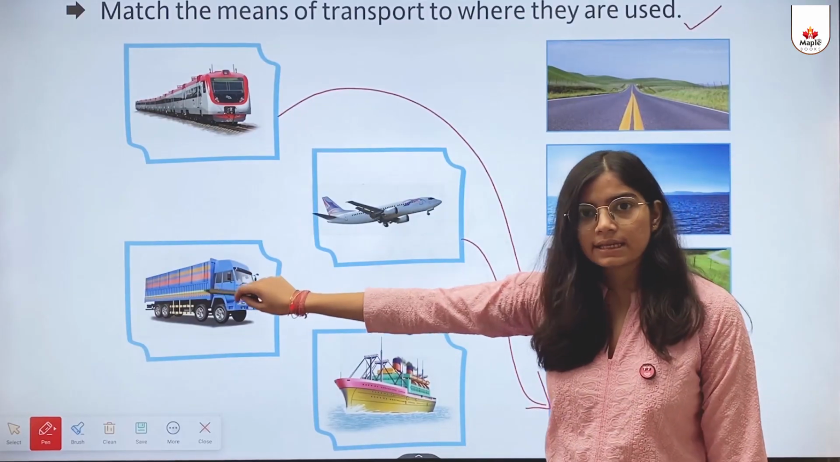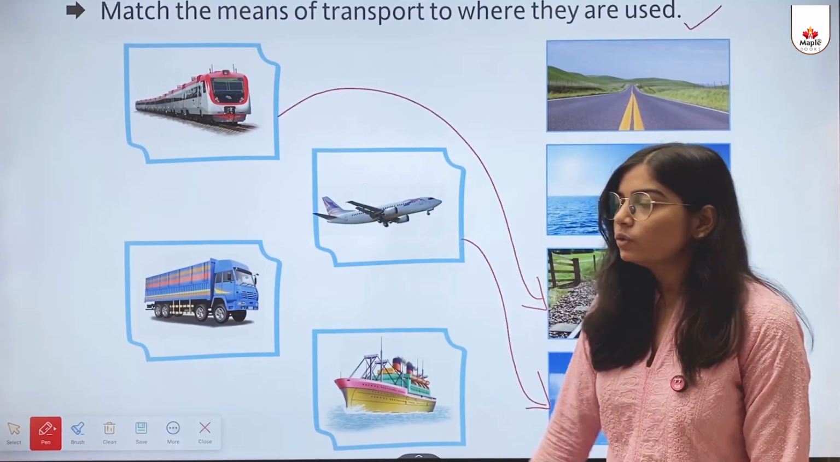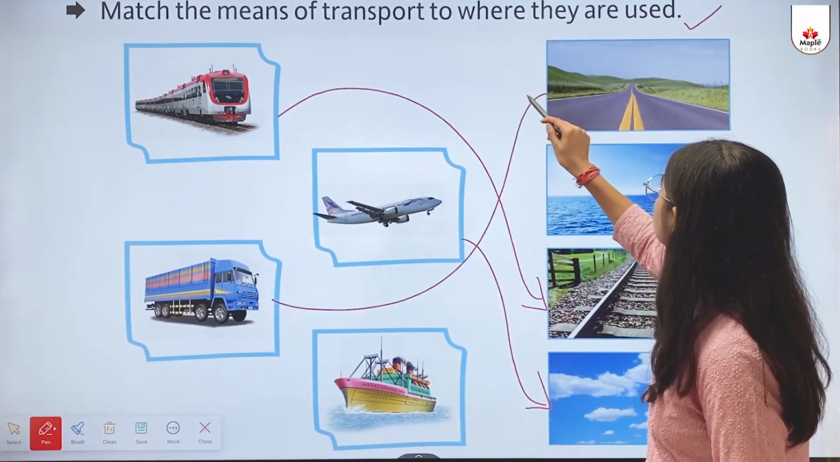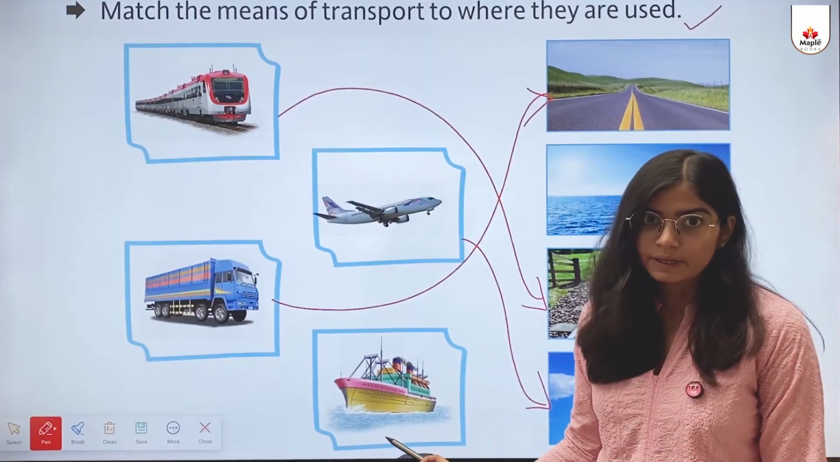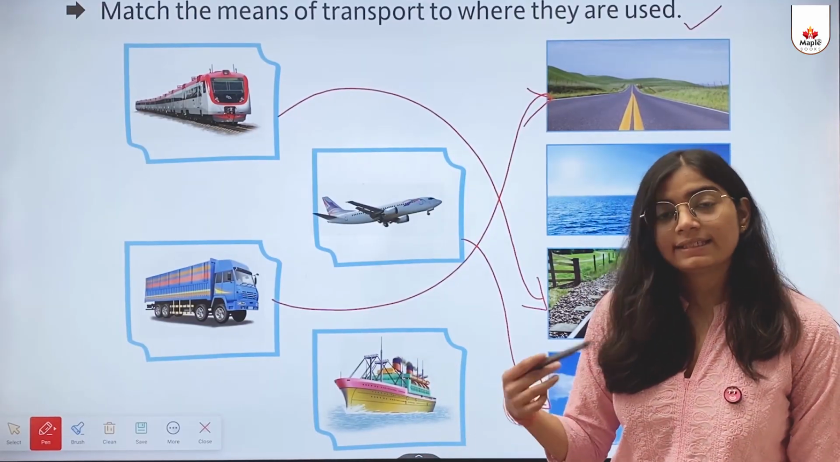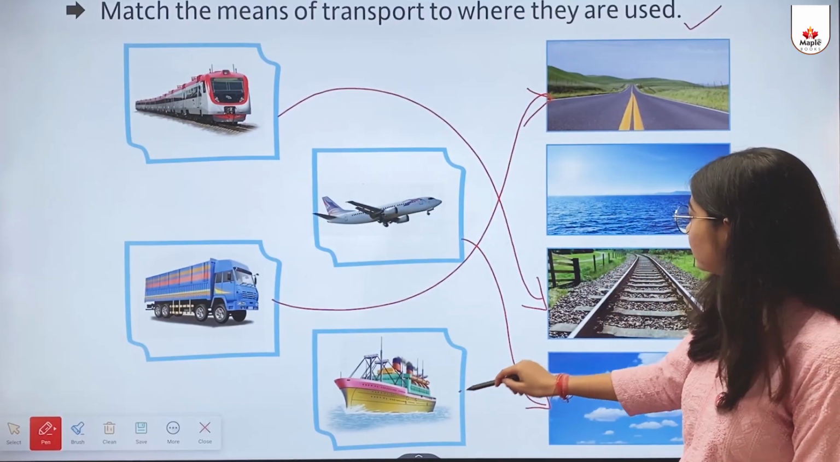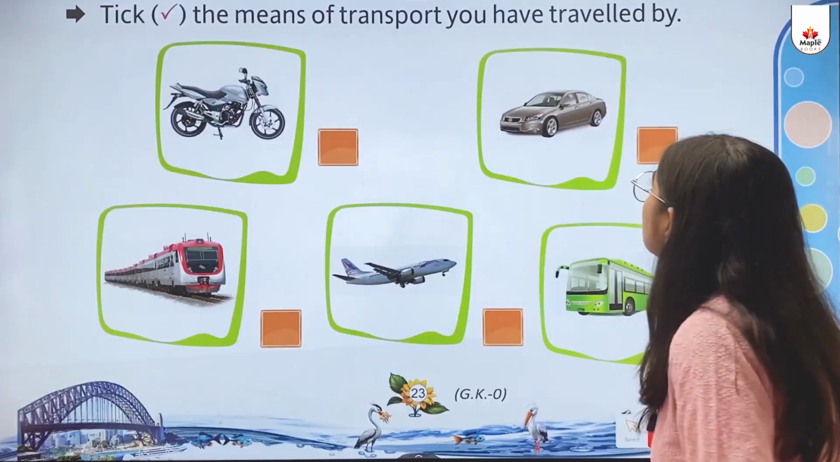Then this is a truck which runs on road. So we'll match this one with this one. Then this is a ship which runs on water. That is sea or ocean. So we'll match this one with this one. We are done with this question.